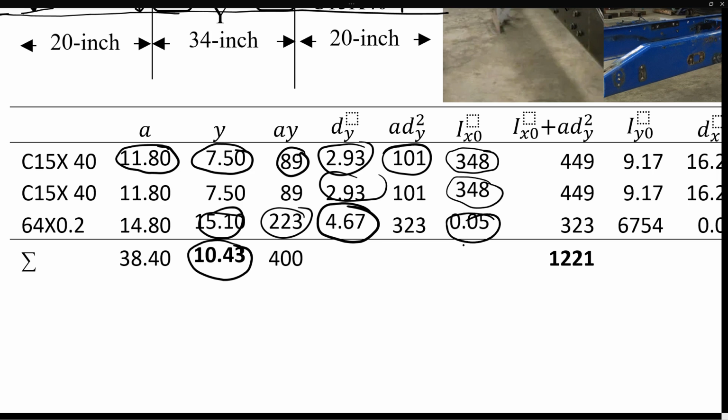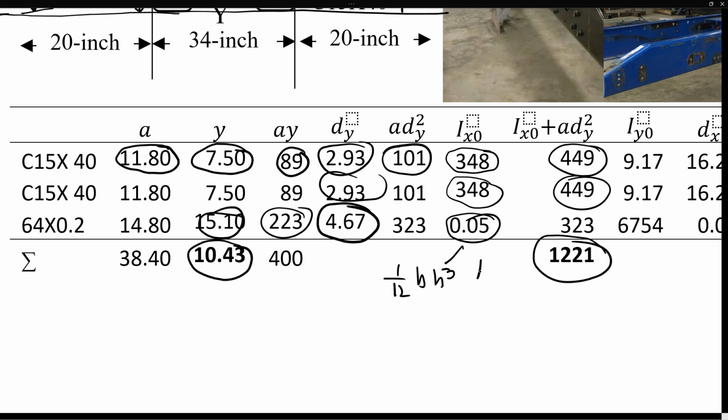This one is calculated by simply applying the formula 1/12 BH cubed. So then you have all of these, and then you can add this AD squared plus Ixo. The total with respect to its own centroid, which is 10.4 inches from the bottom, is 1221. That's what I found.